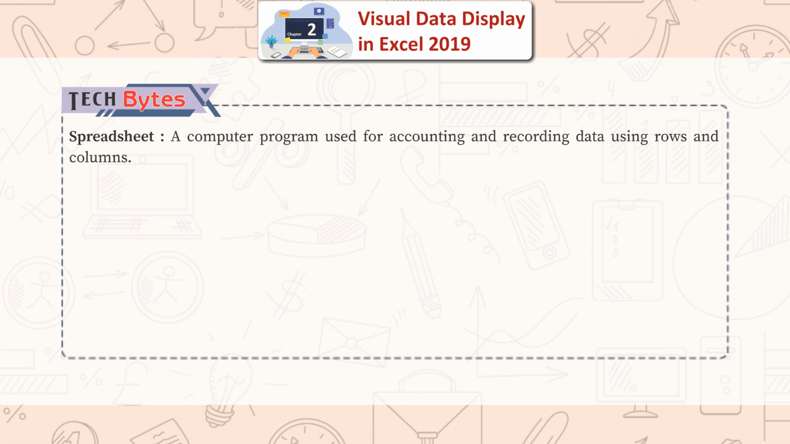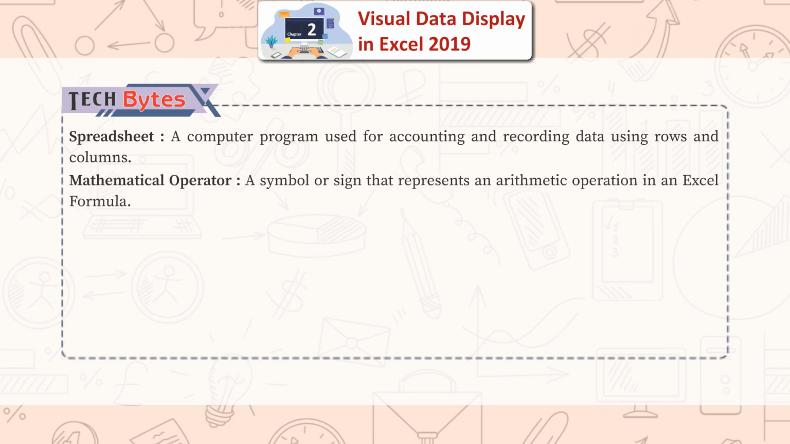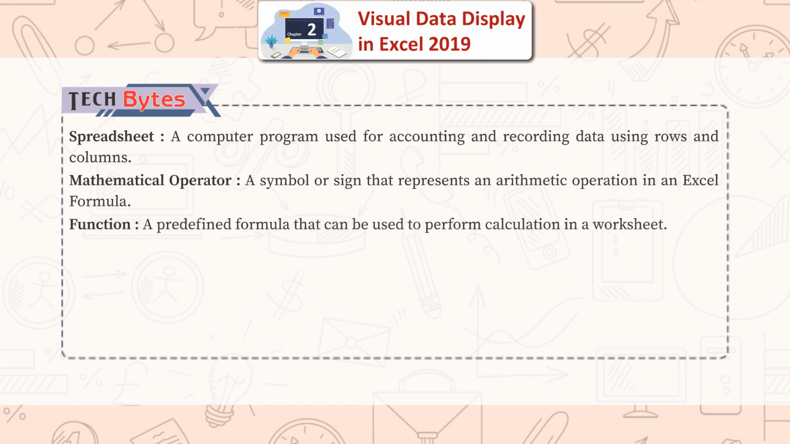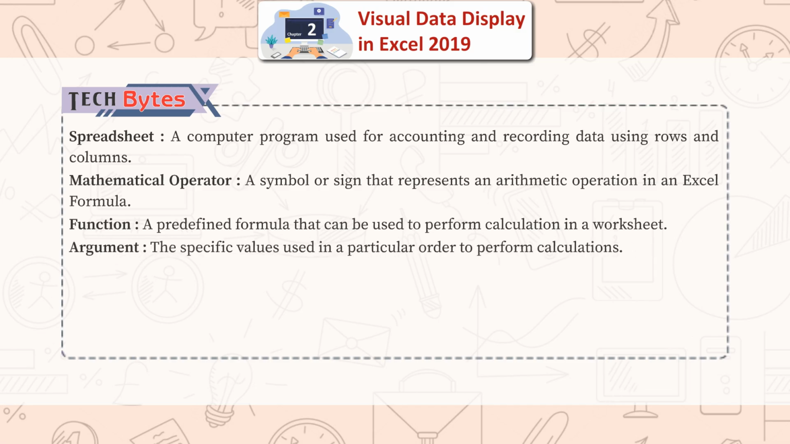TechBytes. Spreadsheet. A computer program used for accounting and recording data using rows and columns. Mathematical operator. A symbol or sign that represents an arithmetic operation in an Excel formula. Function. A predefined formula that can be used to perform calculation in a worksheet.